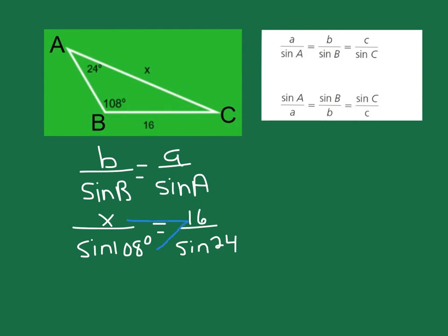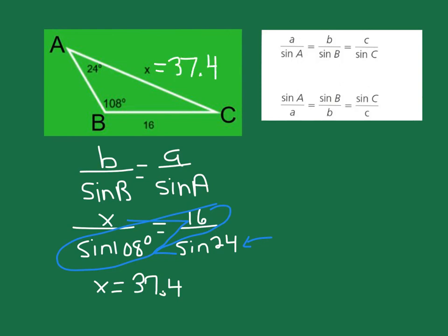Using our Z pattern trick again, we're going to multiply 16 times the sine of 108, and then we're going to divide by the sine of 24. So in this case, we end up with x equals 37.4, and that's the side length of the large side x.